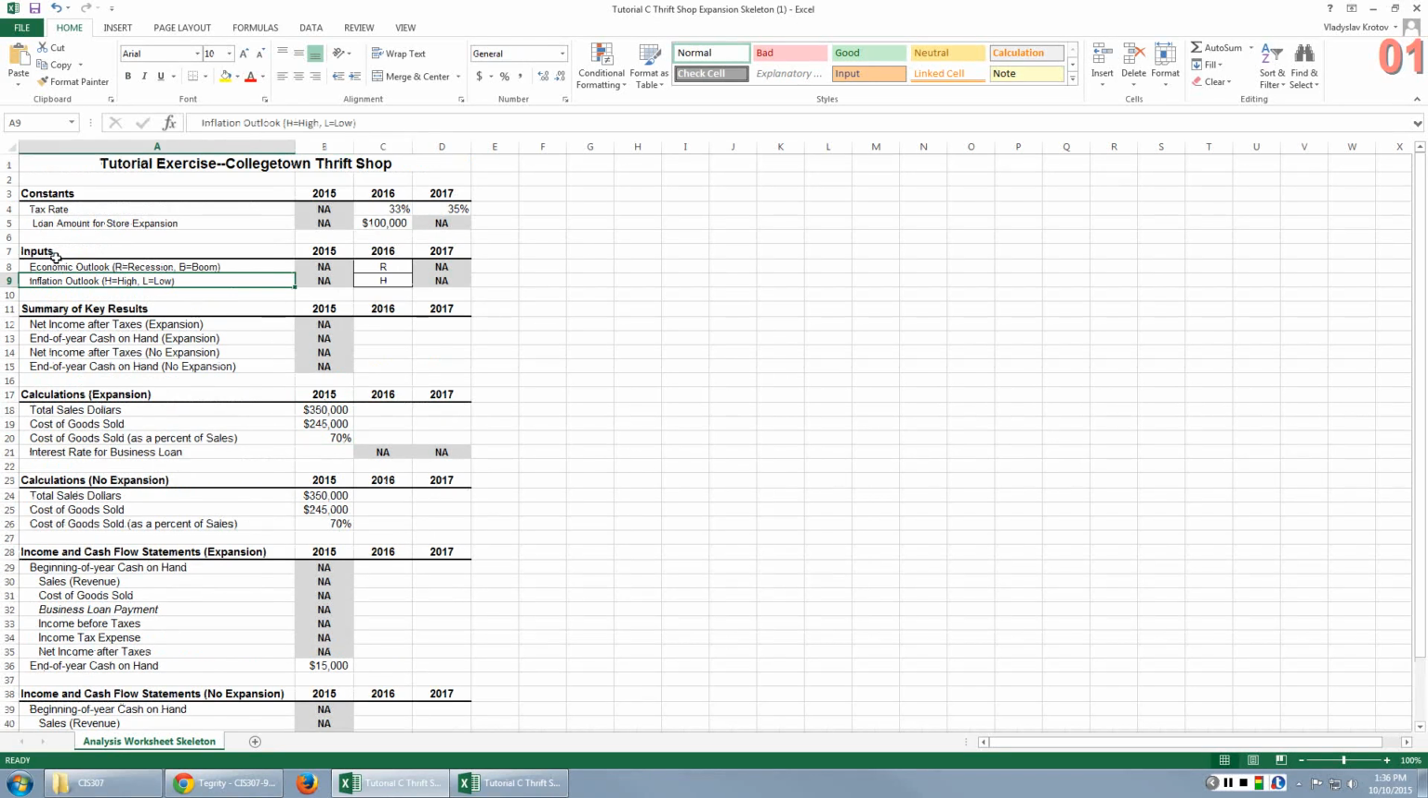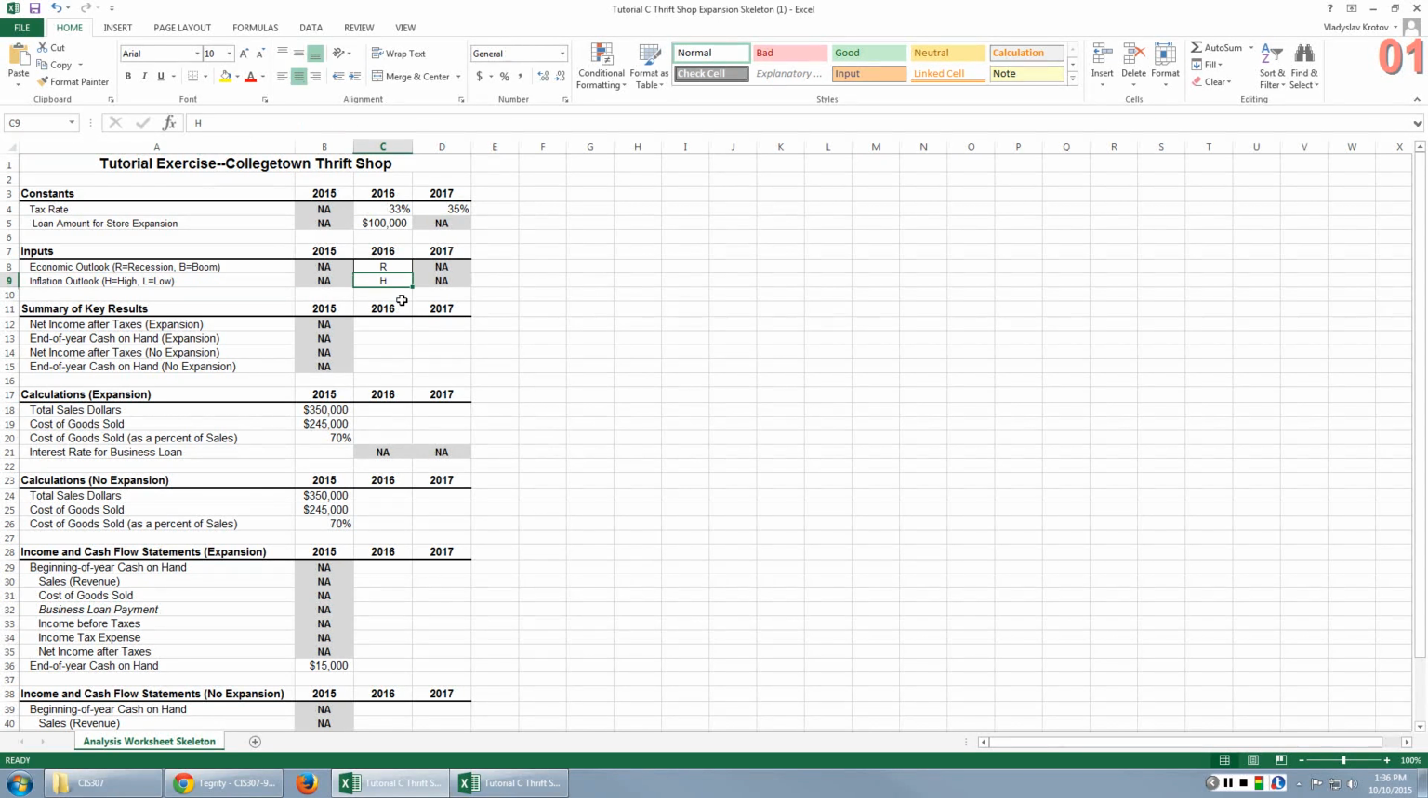In this section you have your main inputs. You can enter whether you believe in 2016 the economy will continue to recess, meaning to decline, or it will start booming or start growing. In our case, we put R, meaning we expect that the recession will continue in 2016. And then you also enter your inflation outlook, whether the money will lose value, high or low. So you expect that the inflation will be high.